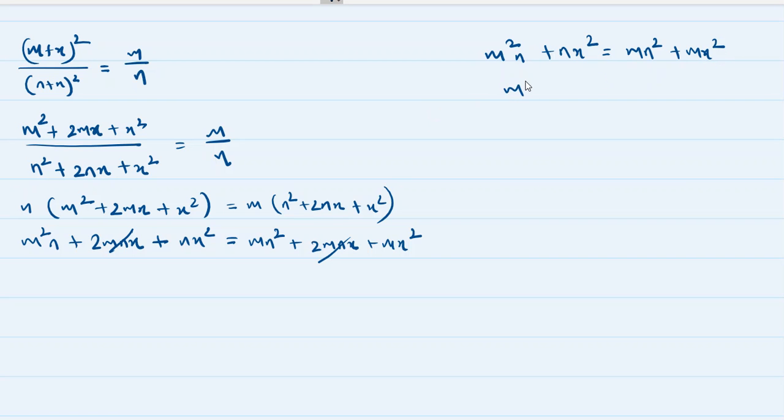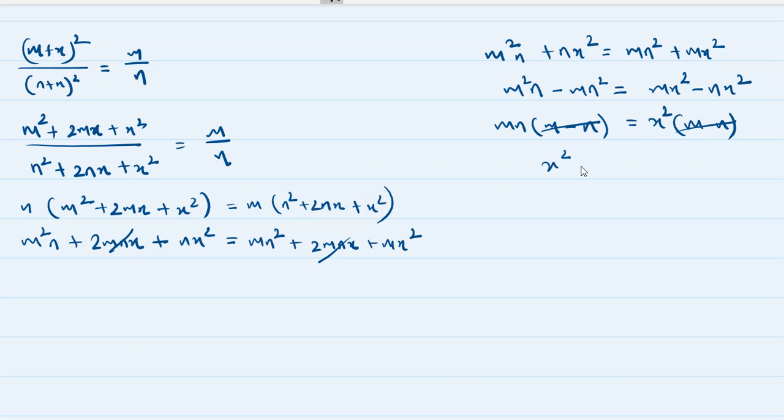So we can take m square n minus mn square together and mx square minus nx square together. You can take out mn common. It will be left with m minus n, and here if I take out x square common, I'll be left with m minus n, which gets cut from both the sides, and I get x square is equal to mn. That's what.